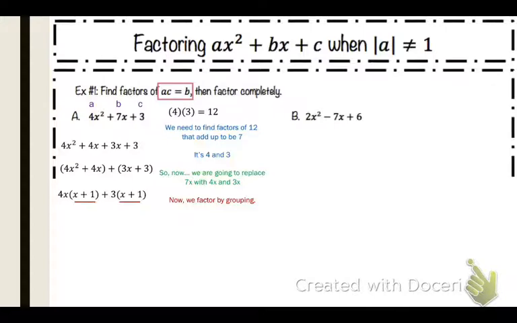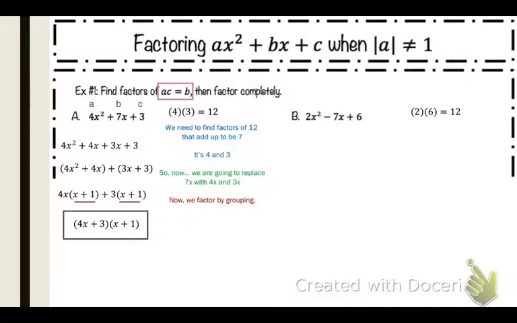Now, if we look at this, those x plus 1s are the same, right? So that's going to be one of our factors. Then whatever's on the outside is our other factor. So 4x plus 3 and x plus 1. Voila, all done.